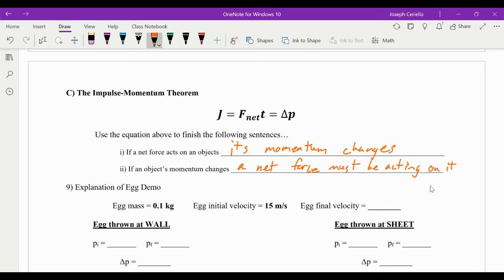And I'm saying net force because there can be situations where two forces are acting on an object and they're equal and in opposite directions, so they cancel each other out. So there is no net force. So net force again is like the total force added up.